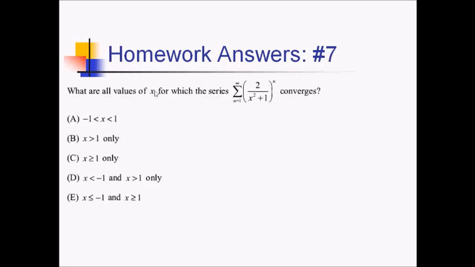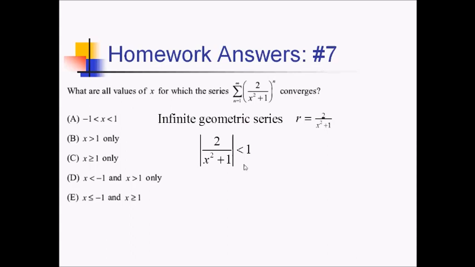For this problem, we want to know what are all values of x for which this series converges. The key on this one is recognizing that this is a geometric series. We have something being multiplied by itself over and over again. So with a geometric series, we just have to figure out the r value, the common ratio, and see what values of x make that less than 1 inside an absolute value. So I'm going to get my r value. That's going to be the thing that's being multiplied by itself over and over again: 2 over x squared plus 1. There's my r value.